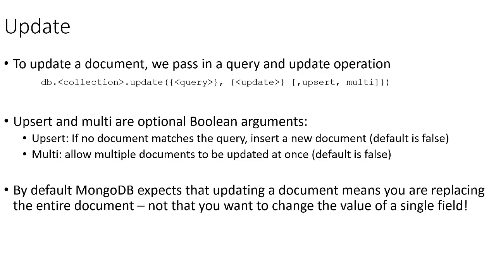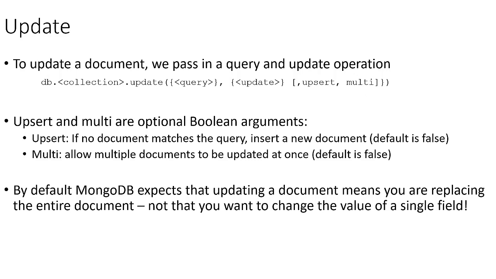Updating a document in MongoDB follows a very similar format to inserting a document or reading a document. We say db, the name of the collection, .update, and then in parentheses, a query object, an object describing what you want to update, and then optionally a Boolean value for if you want to upsert in this update, and a Boolean value of if you want to update more than one document at a time.